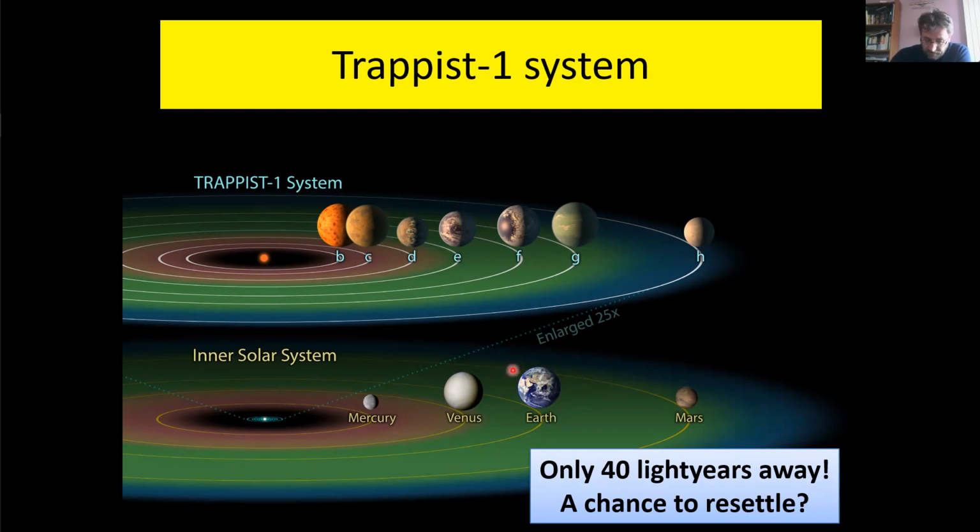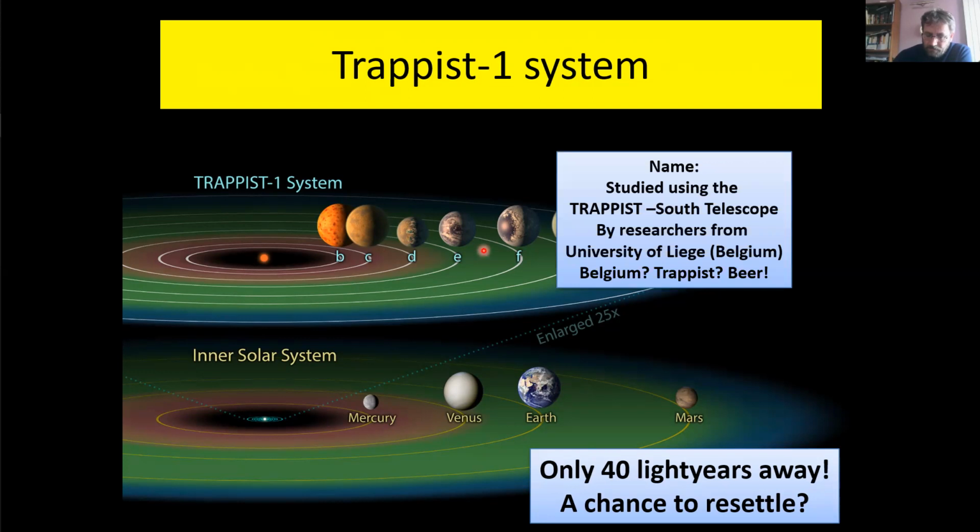One is basically really nice, nicely in the center, so it's perfect. So 3 planets we could choose from if we resettle there. Well, why is it called TRAPPIST? This was found by a group from the University of Liège, Belgium, TRAPPIST. This is the special type of beer they like to drink.